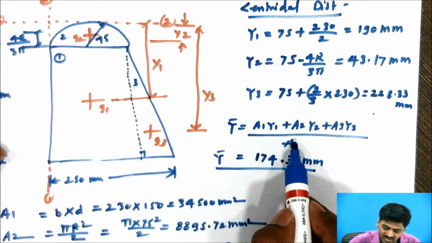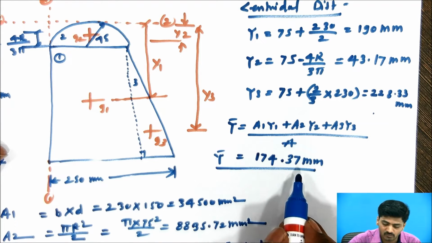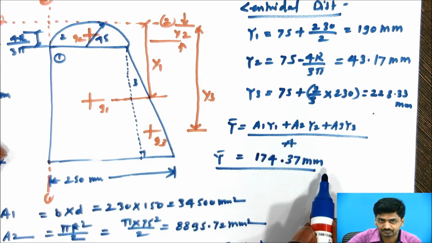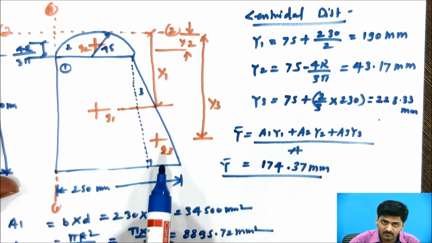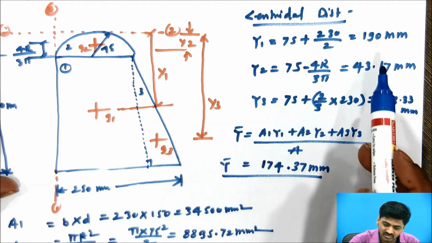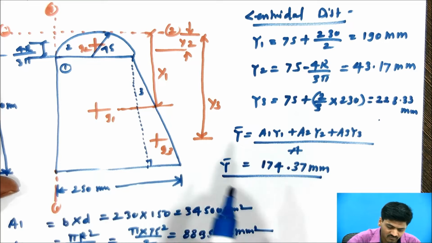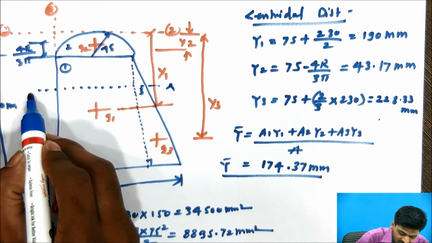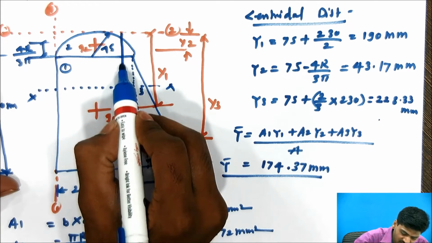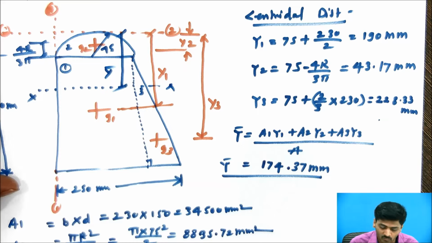This A is nothing but addition of A1, A2 and A3. So you'll get 174.37 mm. Let's observe. Now Y bar is over. You know the value of Y1. Y1 is how much? 190. Y bar, you may observe here, is 174. So somewhat here your x-axis is there. So this is nothing but your Y bar.